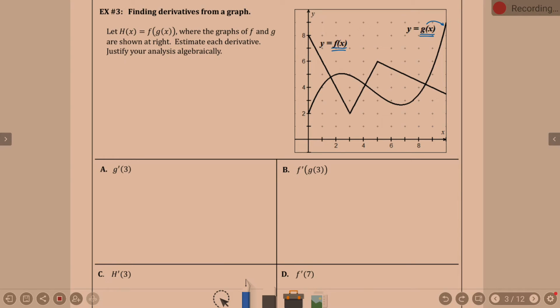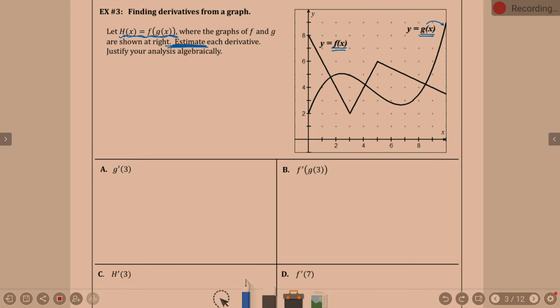H of x is defined to be f of g of x. So that is defined up here, where the graphs of f and g are shown. Estimate each derivative. Justify your analysis algebraically. Key word there, guys. I cannot stress this enough. Estimate. Most of them will be fairly obvious, and it's not so much estimation as just looking at the graph. There are a few where we really do have to estimate. And I feel like on an actual AP Calc exam, they would definitely be precise answers, okay? Even though we're officially estimating, I feel like it'd be more exact.